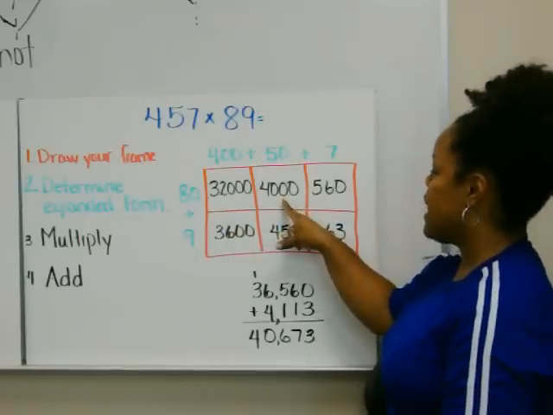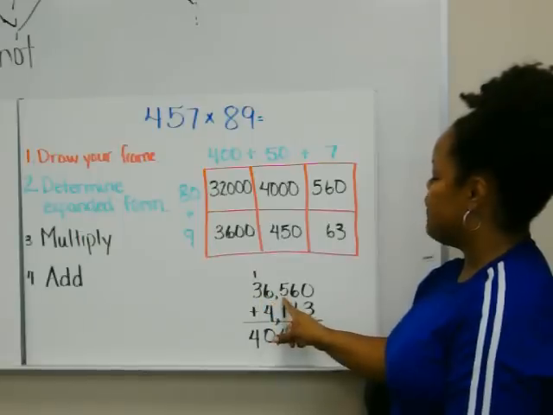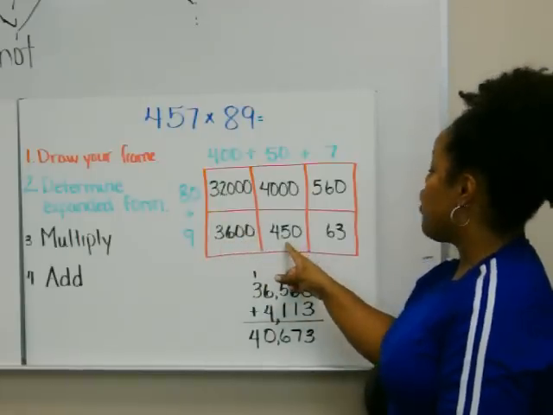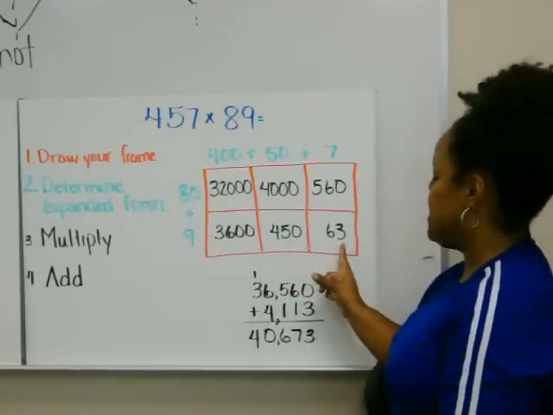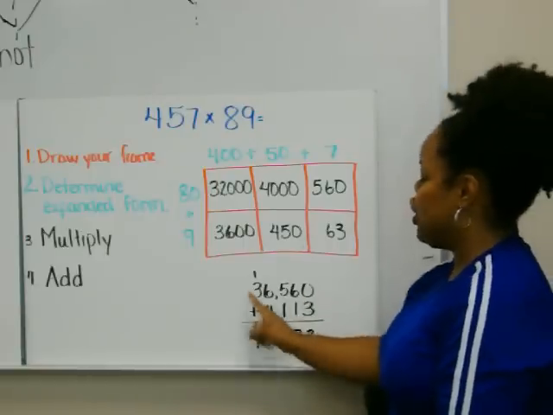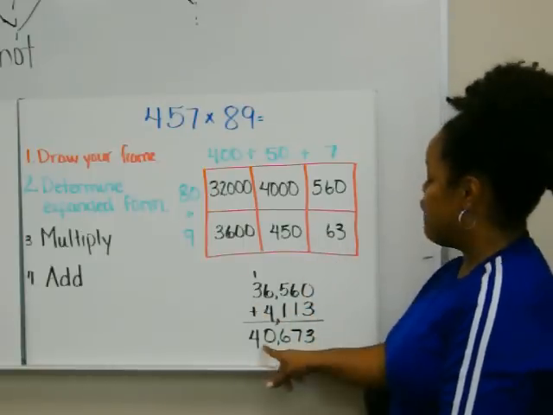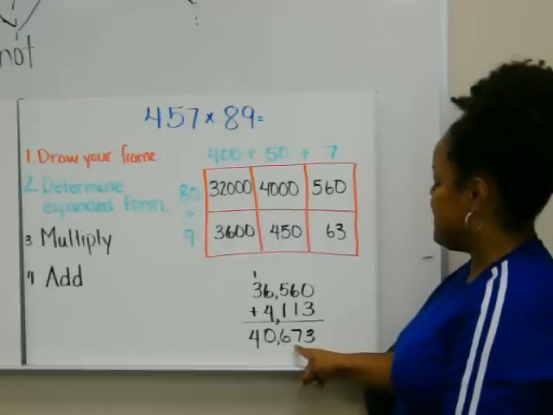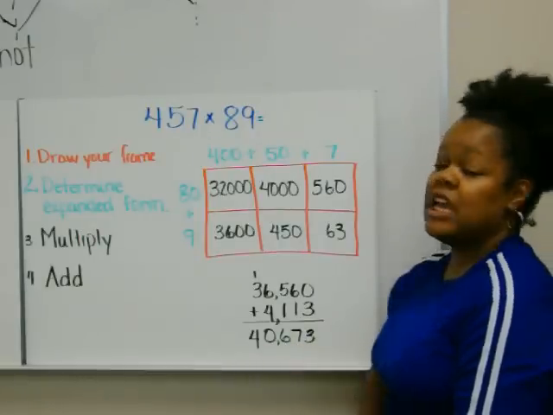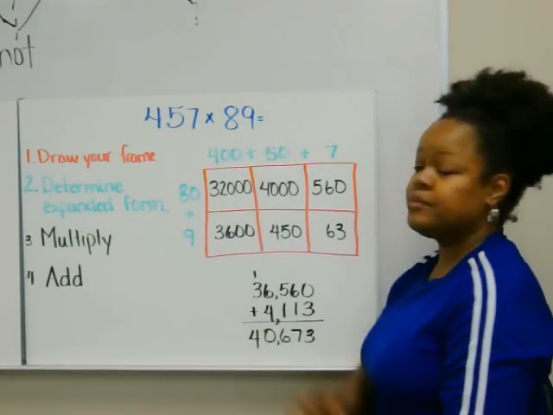32,000 plus 4,000 plus 560 gives us 36,560. 3,600 plus 450 plus 63 gives us 4,113. Then I took those two sums and added them together, and I got 40,673. 40,673 is the product of 457 times 89.